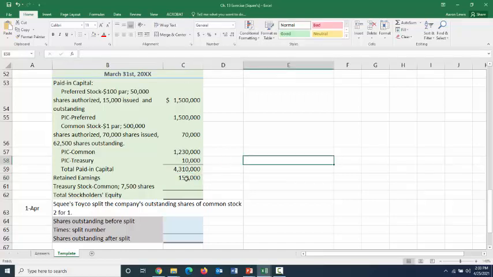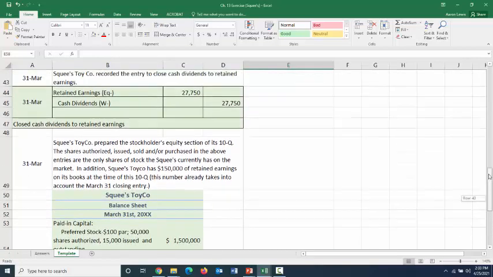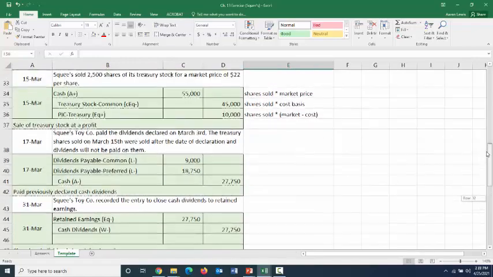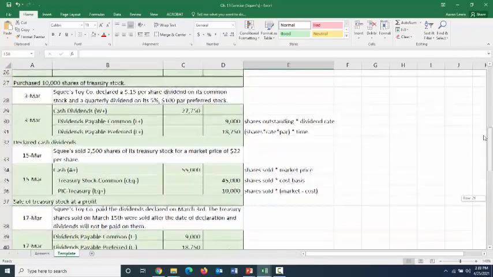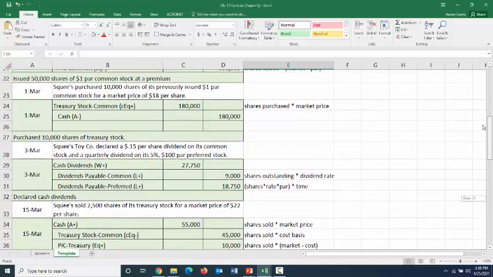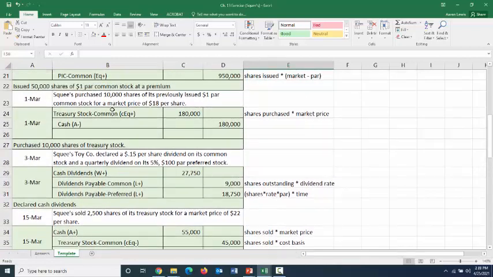Well, those are all equity accounts. They all increase the value of stockholders' equity. But we have one account that decreases the value of stockholders' equity, and that is our treasury stock account. So we'll go back up to the top. We look through our information here for treasury stock, and we see that on March 1st, our first entry that involved treasury stock, we debited it for $180,000.